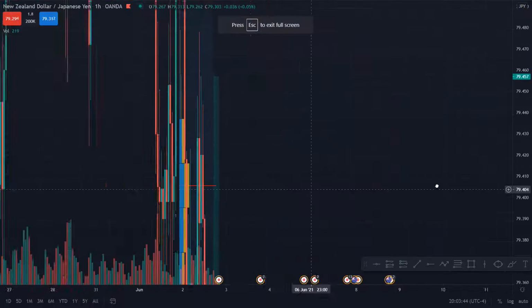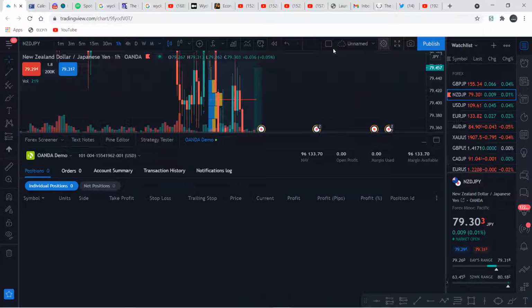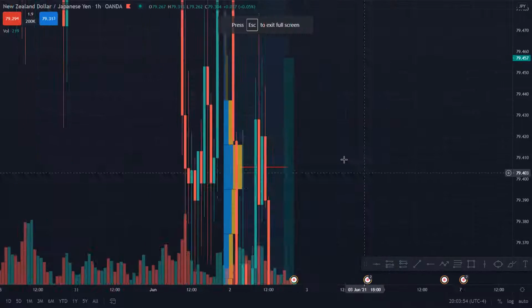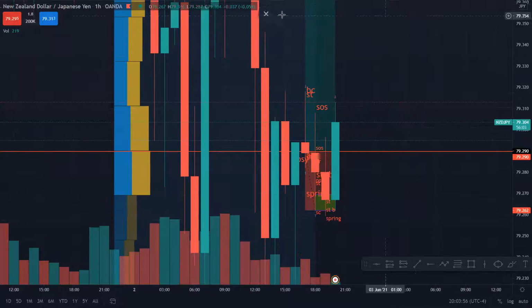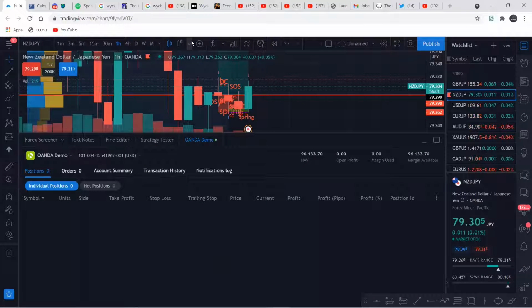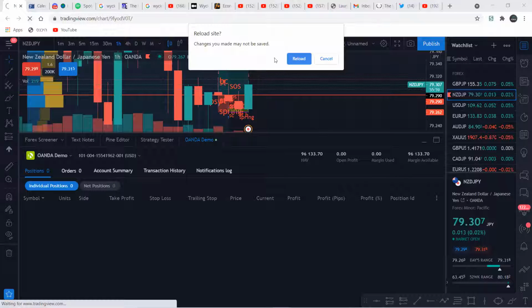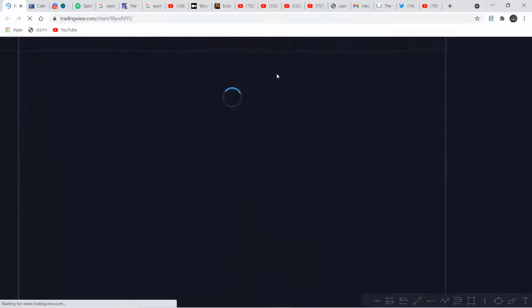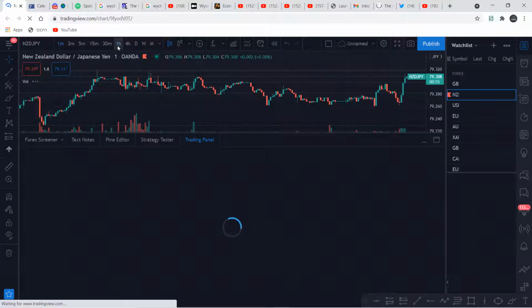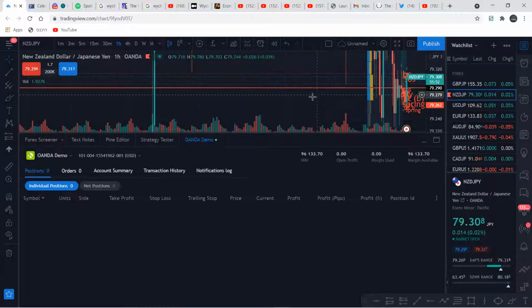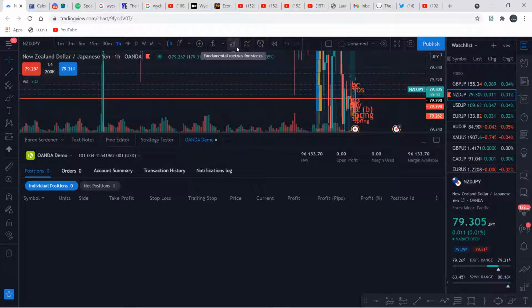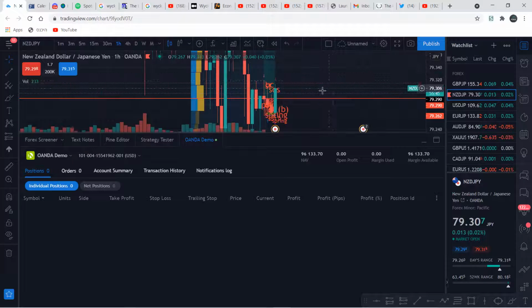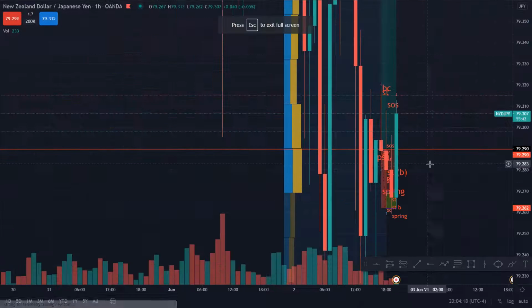Wow, it looks so bad. I don't know why. Where's the reset chart option? Maybe we can find out where that is. I do want to show you the chart, but it's disgusting. It looks really bad like this. Maybe if we can do another refresh. I don't know why the chart looks like this. Look at how this looks. TradingView sometimes has disgusting glitches.